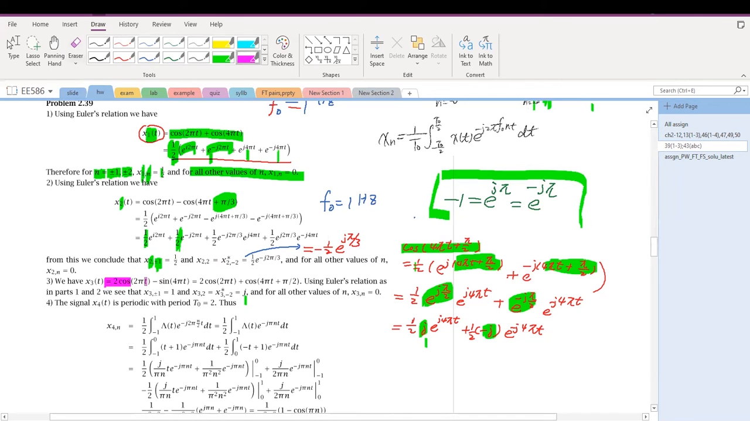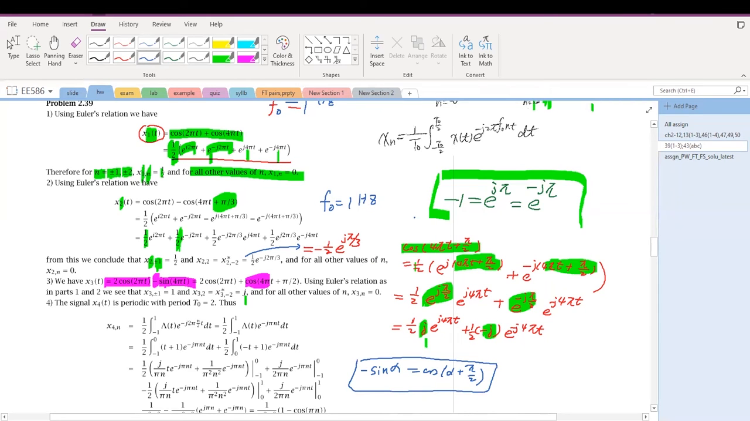The third question is this. We have minus sine alpha equals cosine of alpha plus pi over 2. This is a formula in the formula sheet we can use. And we use this because we want to use the Euler's formula of cosine. But you can also use sine directly, the Euler's formula, that's fine too.